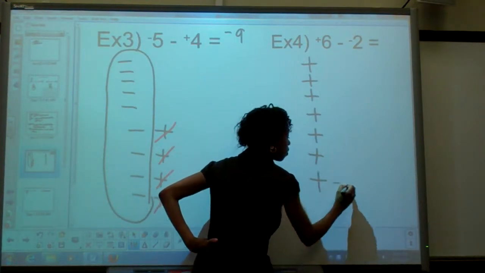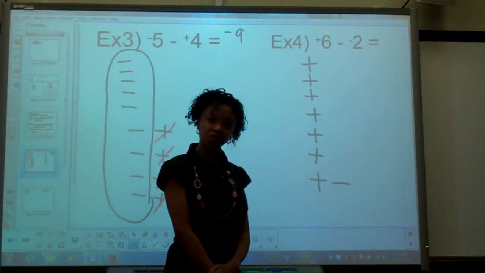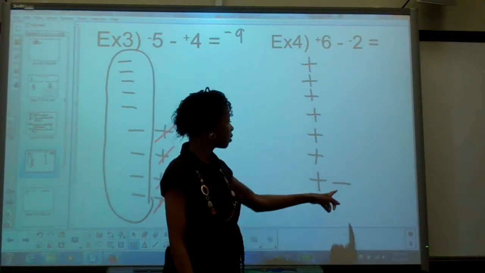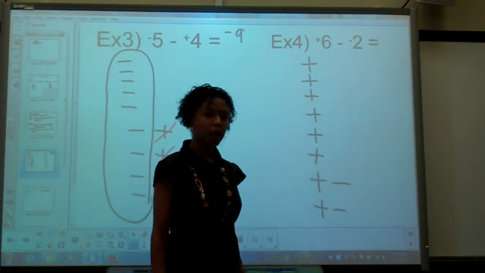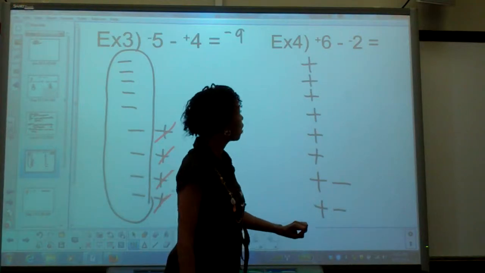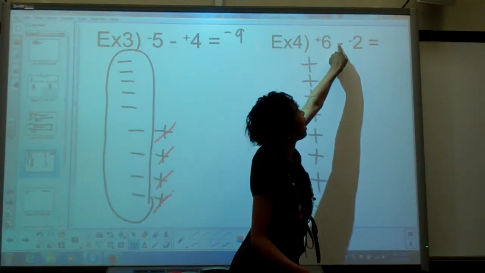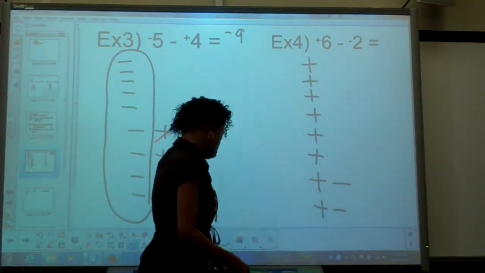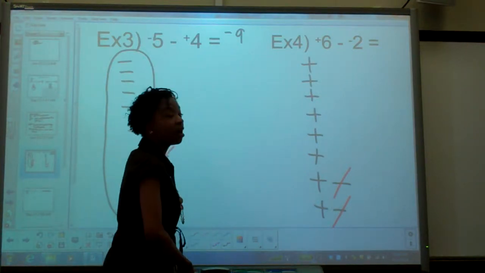So let's add a few 0 pairs. If I add 1 0 pair, can I take out 2 negatives now that I created the 1 0 pair? The answer is no. I can only take out 1. So I need 1 more 0 pair. Have I changed the problem? No, it's still a 0 pair. Okay. Now I've created the possibility of being able to take out 2 negatives. Can I take out 2 negatives now? Yes. 1, 2 negatives are gone.